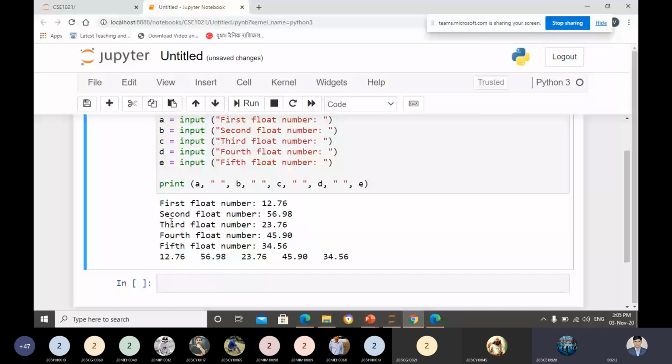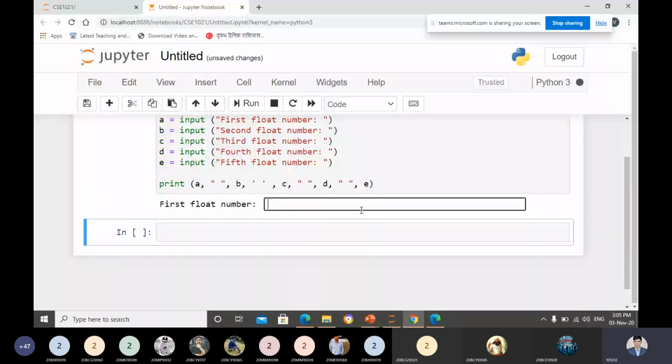Sir, can we also keep single quotes? Yes, you can also use single quotes as well. Yes, sir, I'm showing that one. Okay, let me change it then. Here, between B and C, I'm using only single quotes. So I'm rerunning once again. Now you can see.